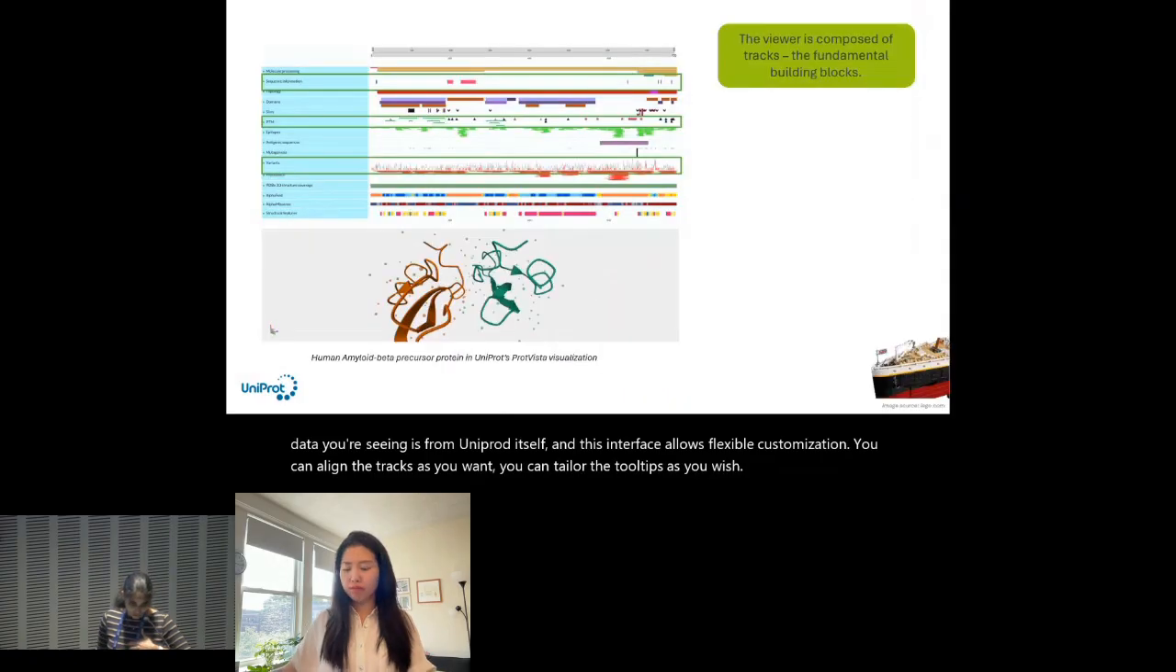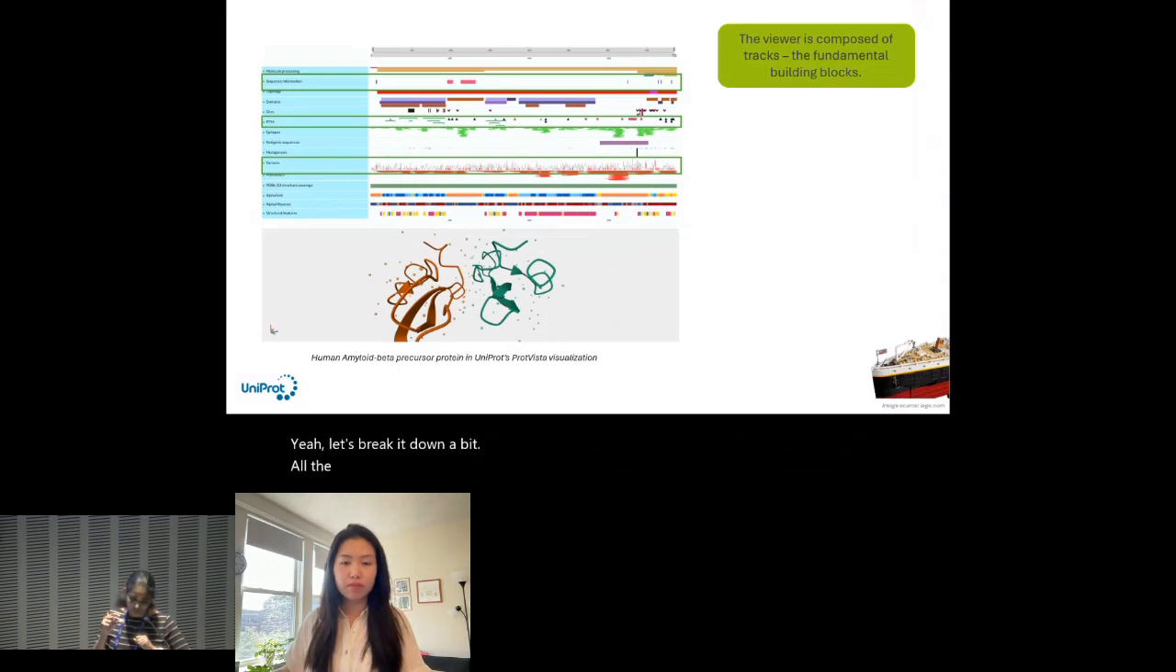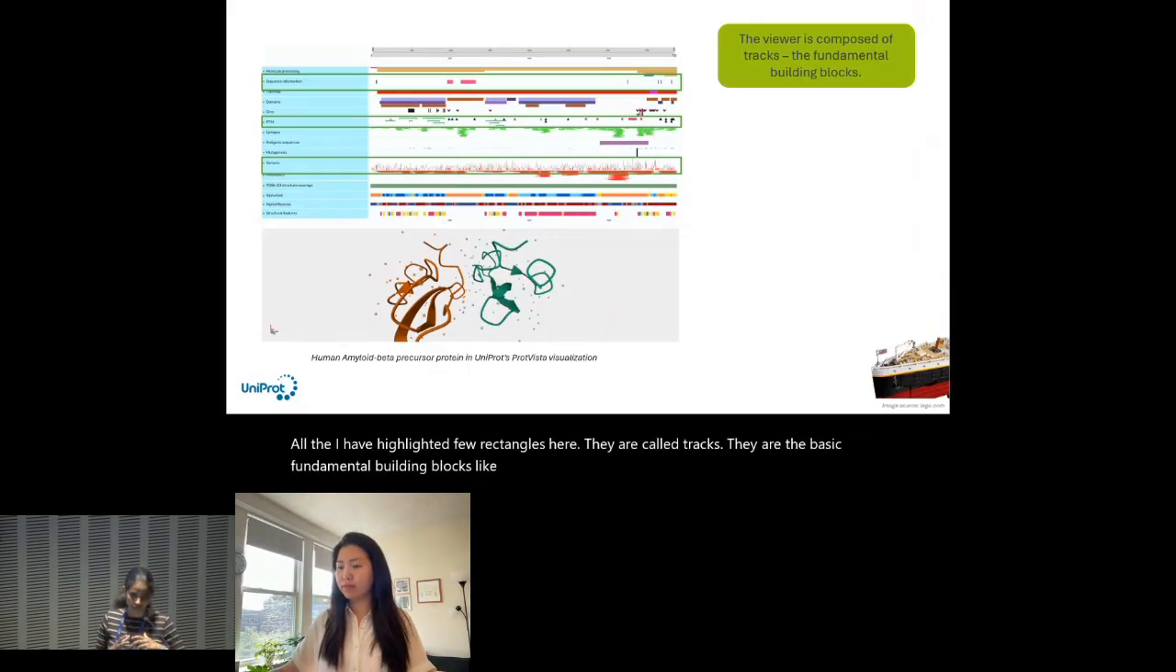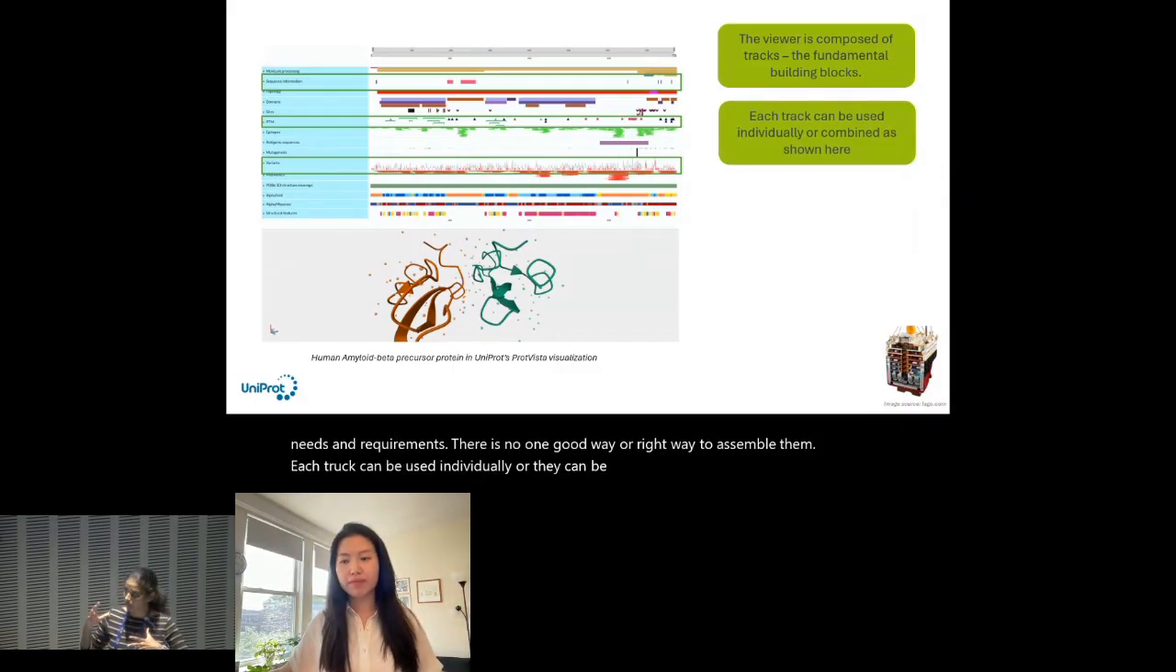Let's break it down a bit. I have highlighted a few rectangles here. They are called tracks. They are the basic fundamental building blocks, like Lego pieces. You can mix and match them as per your data needs and requirements. There is no one good way or right way to assemble them. Each track can be used individually, or they can be combined to make a powerful tool like this as well.